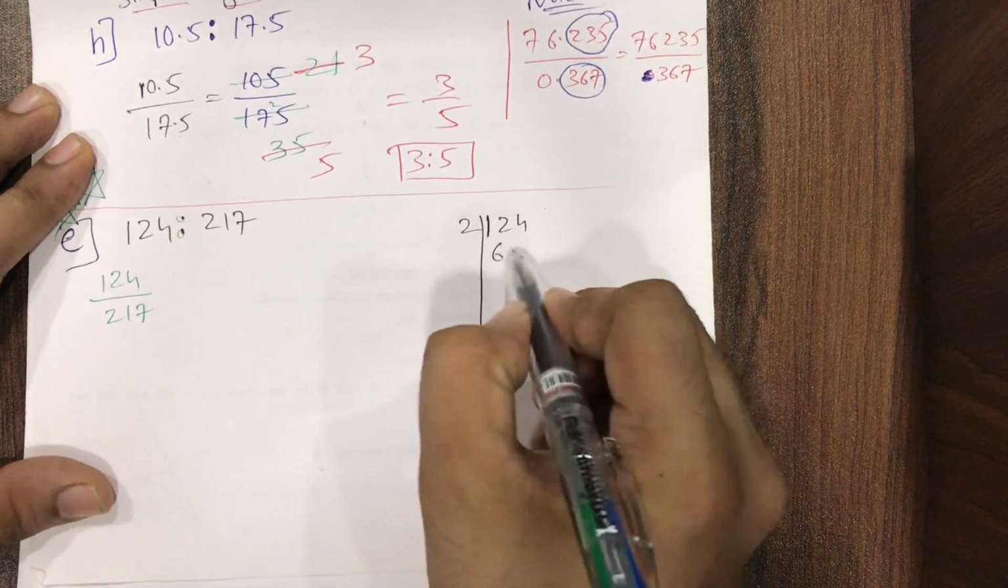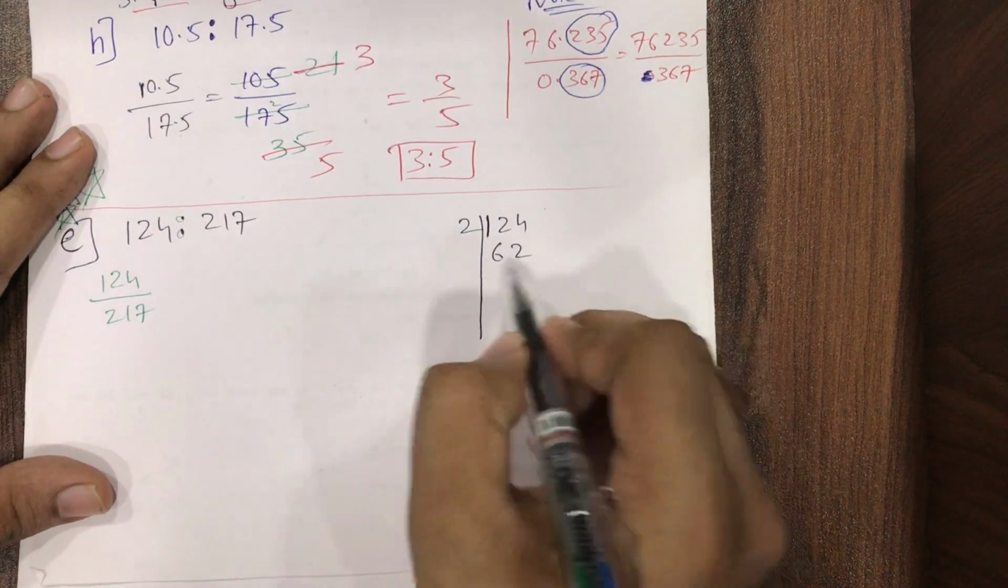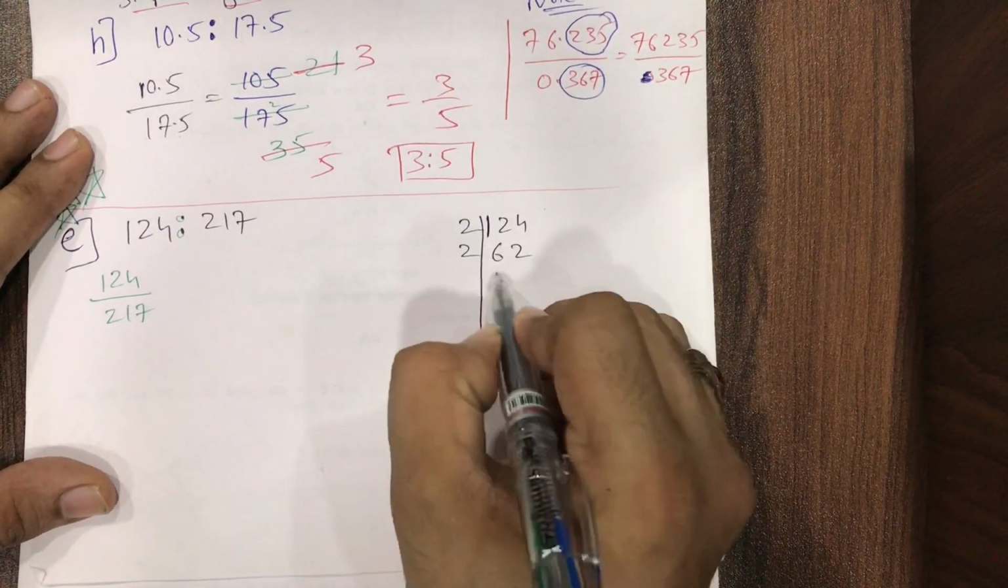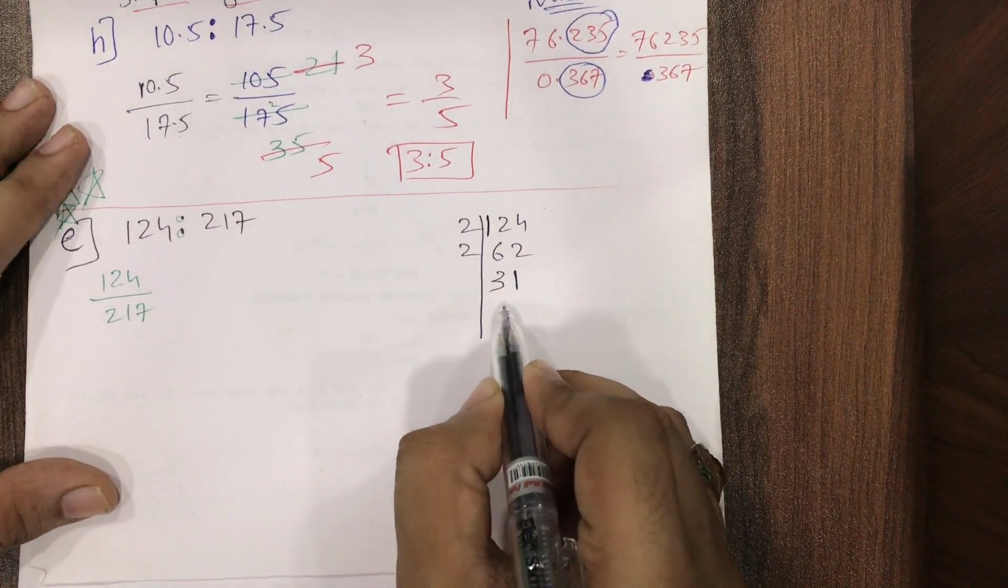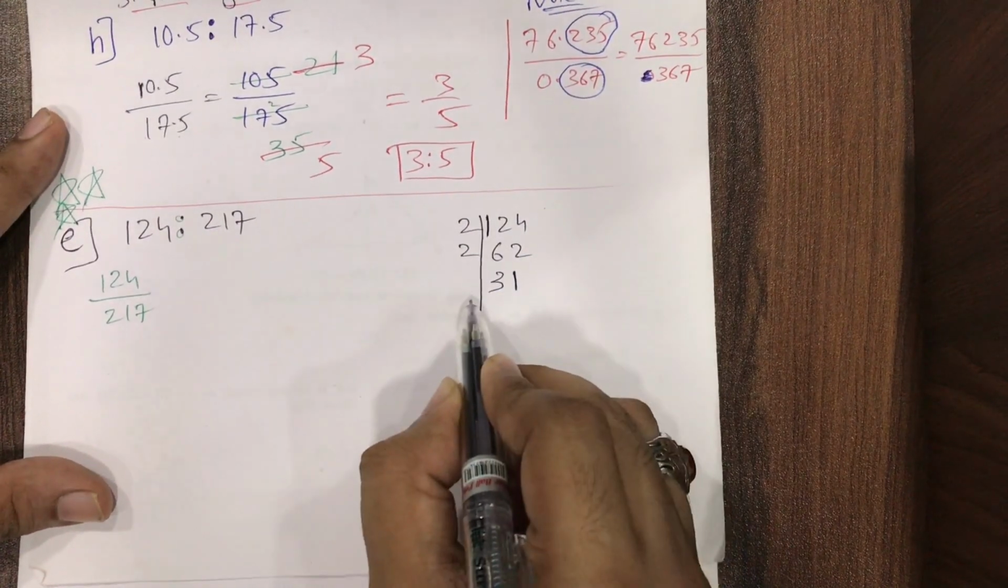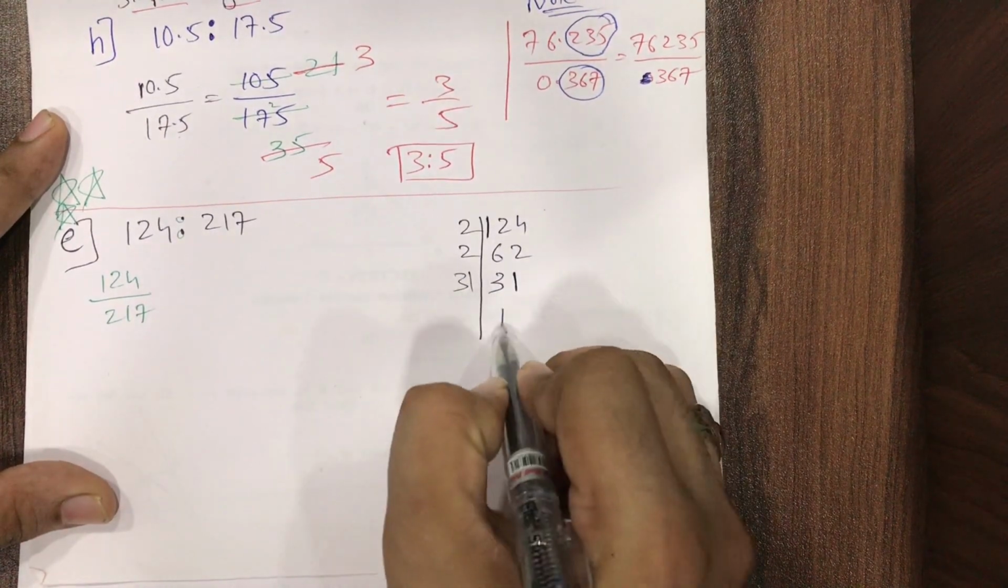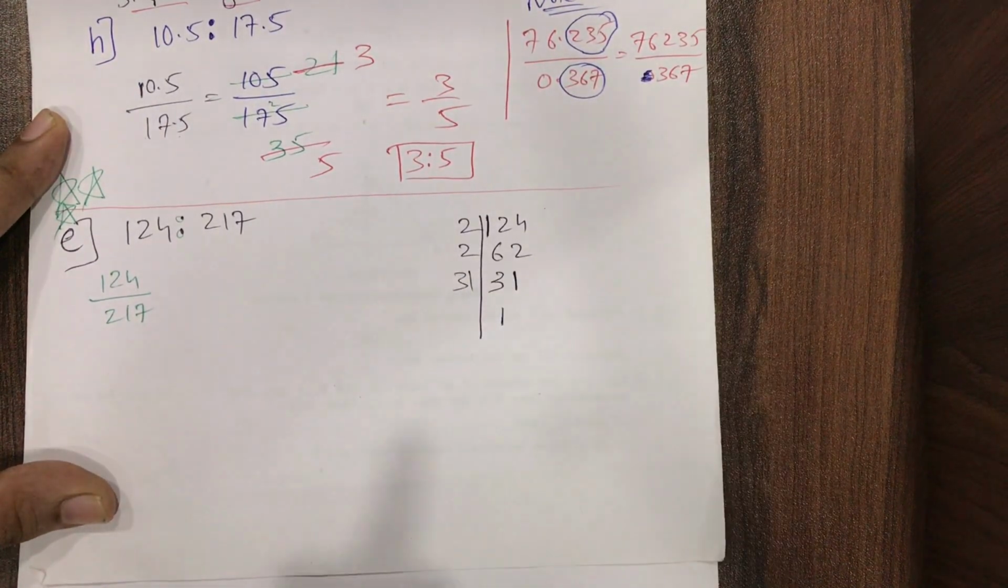2 6s are 12, 2 2s are 4. Okay, then once again with 2 it will go. 2 3s are 6 and 2 1s are 2. Students, 31 is a prime number. Prime number means it will not go in any table, so 31 ones are 31. Okay, so these are the factors of 124.